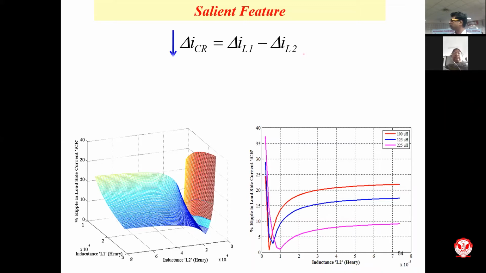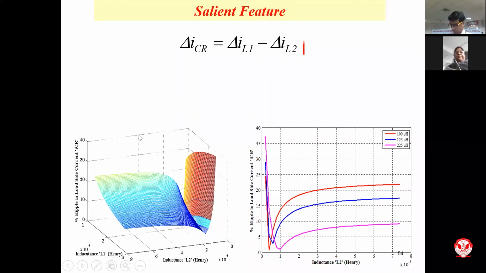And moreover, why we go for a high value is so that the ripples are reduced. But here you can see that since this is the intermediate inductor, even if you increase its peak to peak ripple, it is helping you out in reducing this. So not only you are able to reduce the magnitude of the inductor L2, you are also able to reduce the filtering requirement.